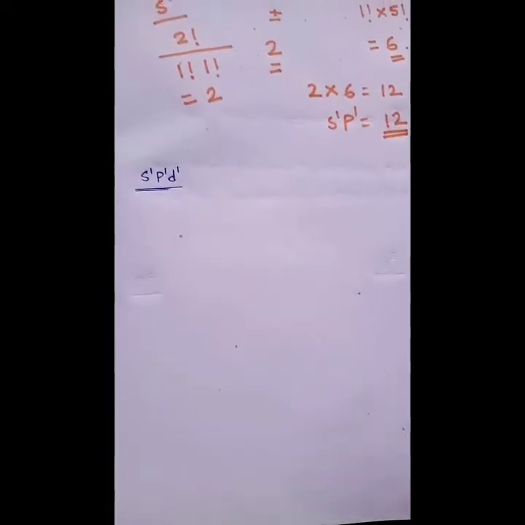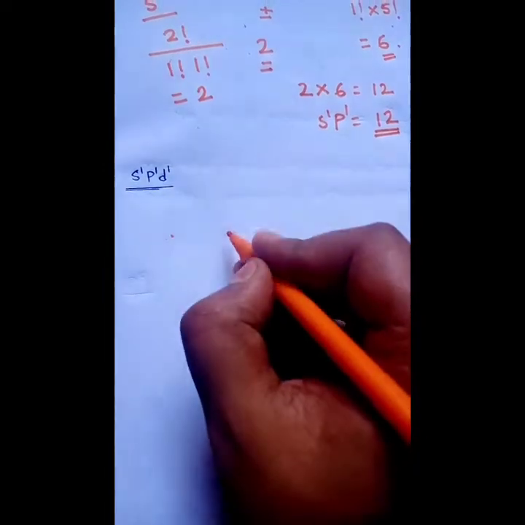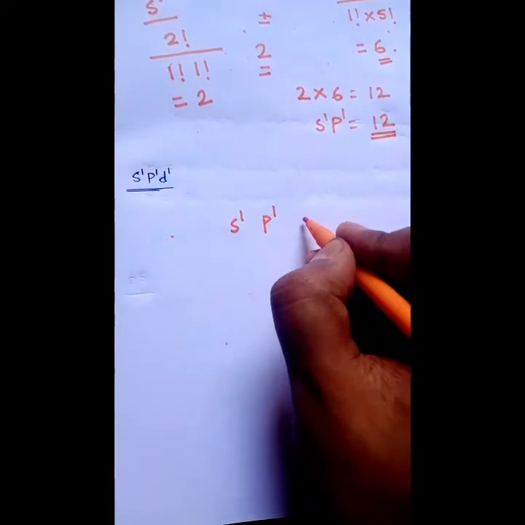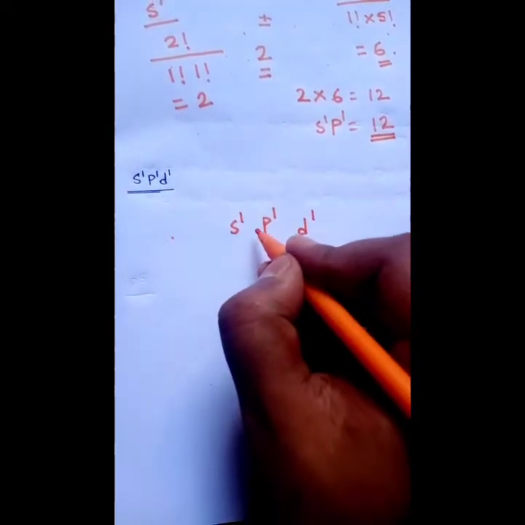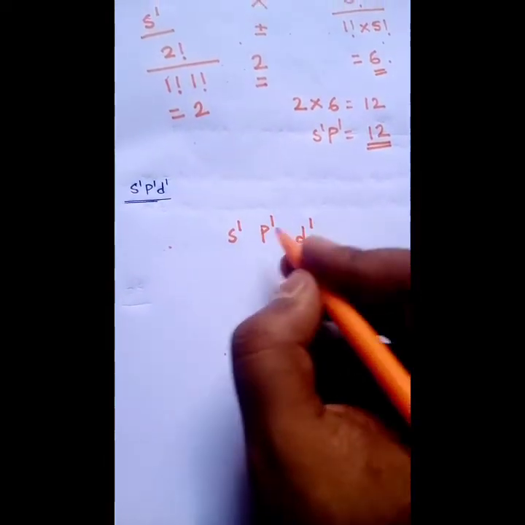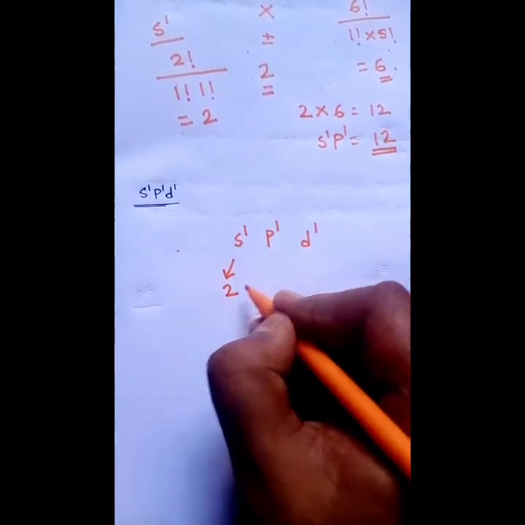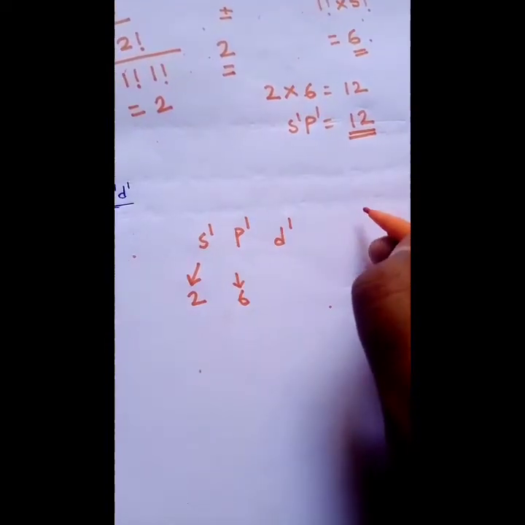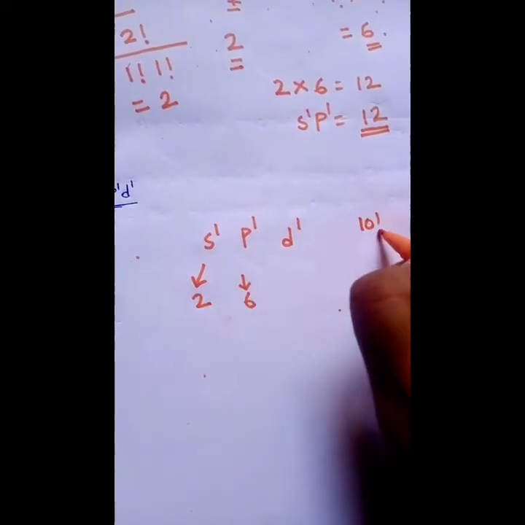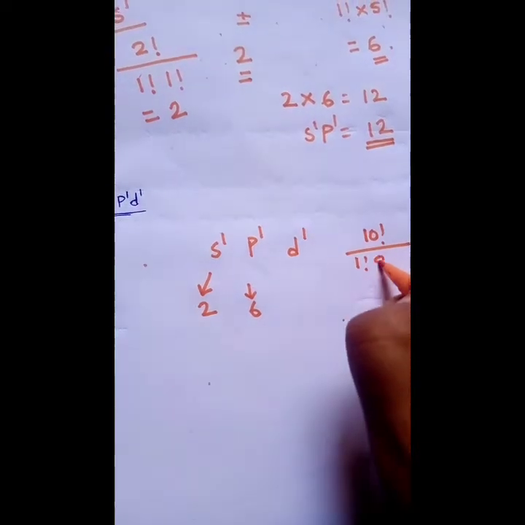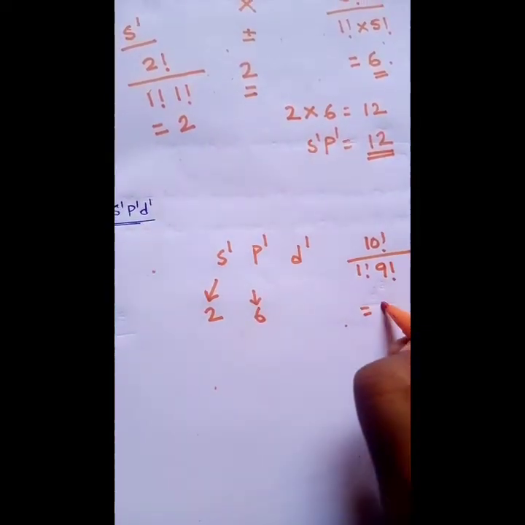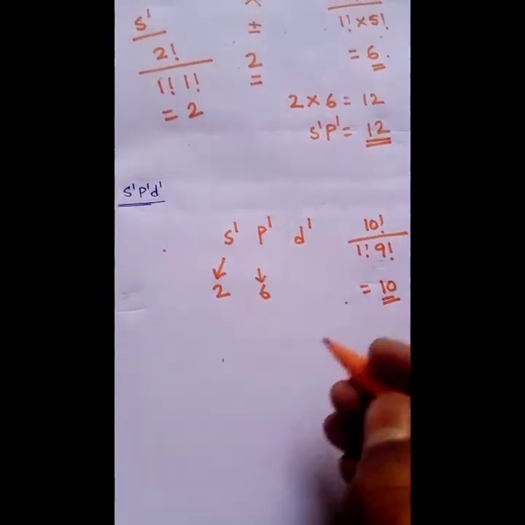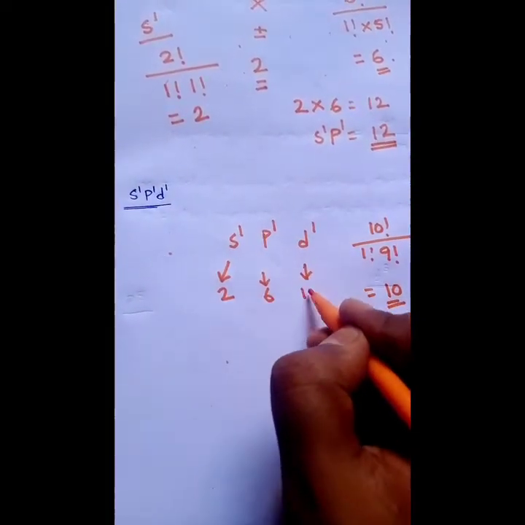Now for S1 P1 D1, similarly you have to calculate for S1, for P1, for D1, and multiply them to get the total number of microstates. For S1 we know that is 2, for P1 we know that is 6, for D1 what will be the number of microstates? So 10 factorial by 1 factorial by 9 factorial. So 10 will be the microstates for only D1. Here I am writing for only D1, that is 10.